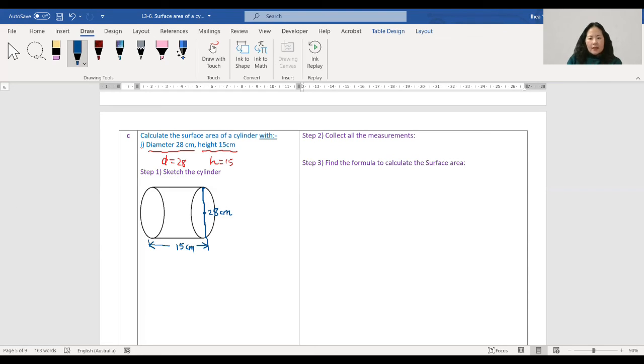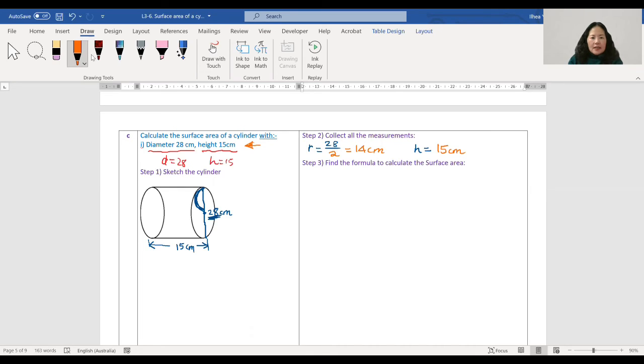After I've done that, step 2, we need to find the radius and the height. The radius is half the diameter, and the diameter is 28, so you would halve the 28. Excellent. So it's 14 centimeters. And my height here is 15.